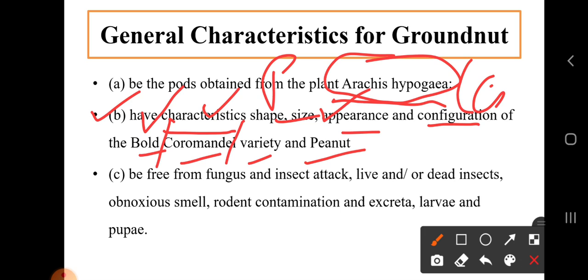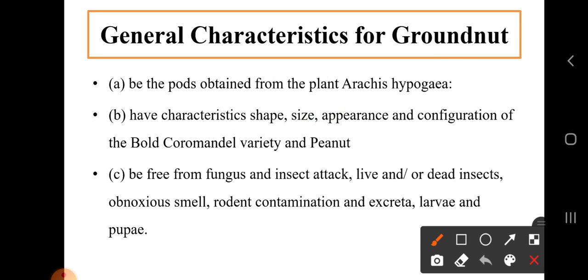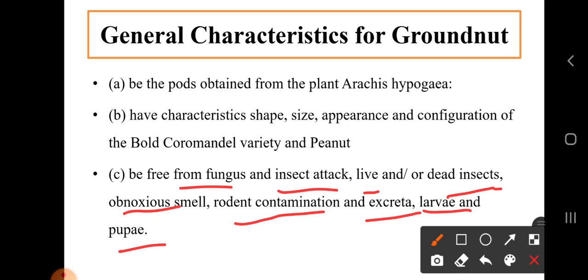Then it should be free from any kind of fungus, insect attack, live or dead insect parts, bad smells, rodent contamination, etc., larvae and pupa. So in short we can say your groundnut or your oil seeds should be free from any kind of fungus attack, any kind of insect attack or any kind of pest and disease attack.